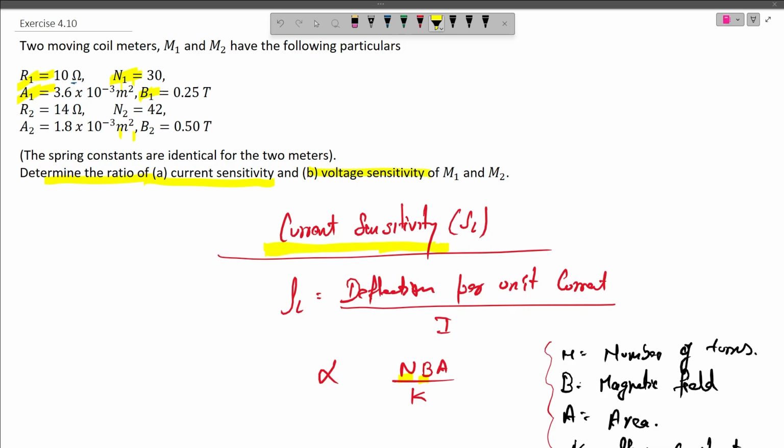So current sensitivity is defined as deflection per unit current, or it is also proportional to NBA by K, where N is the number of turns in the coil and B is the magnetic field and A is the area of the coil and K is the spring constant.